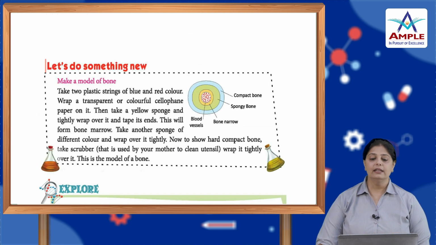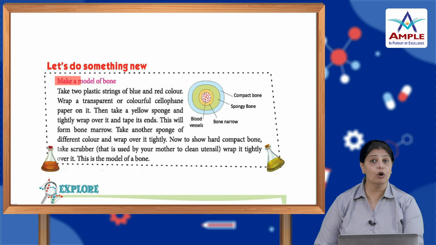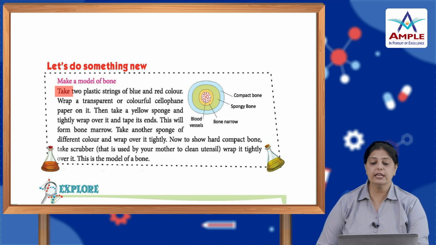Okay, now let's do something new. You have to make a model of bone. You have to take two plastic strings of blue and red color. Wrap a transparent or colorful cellophane paper on it. Then take a yellow sponge and tightly wrap over it and tape its ends. This will form bone marrow.